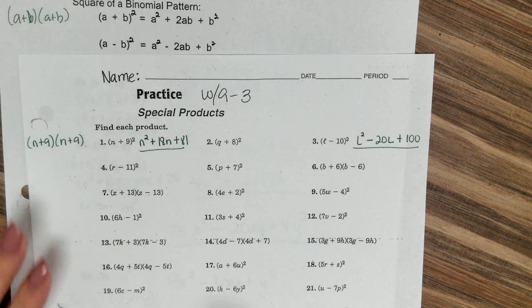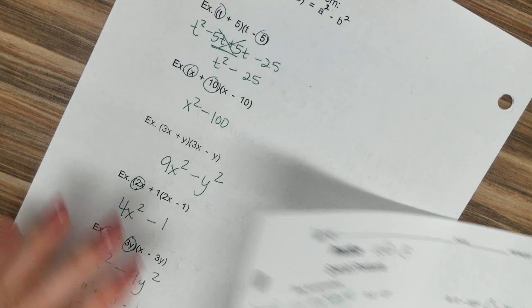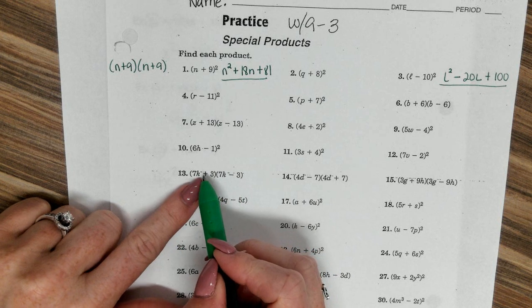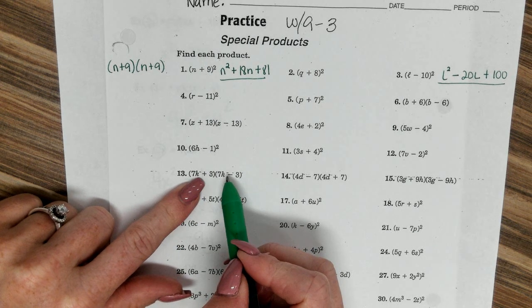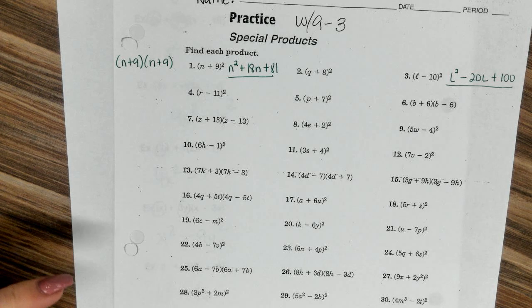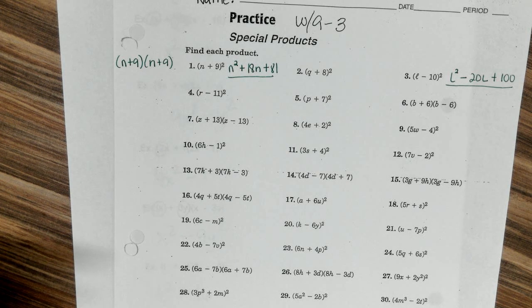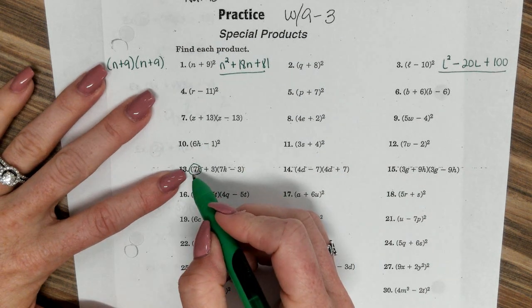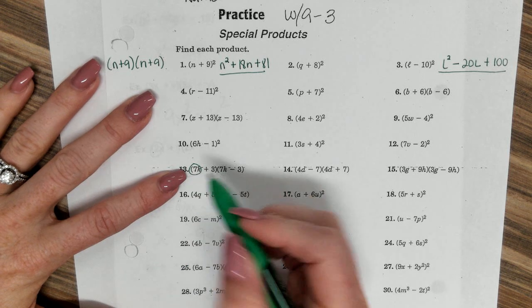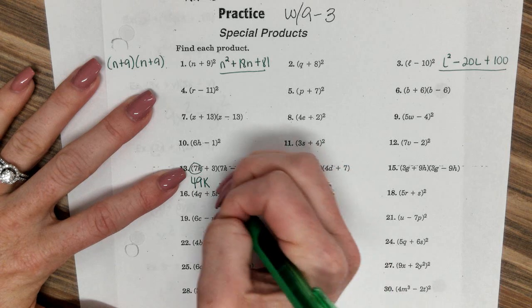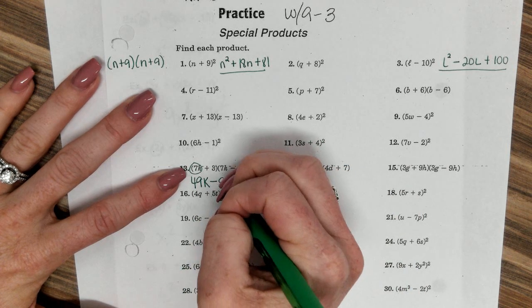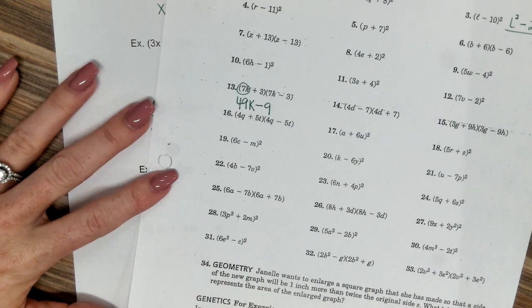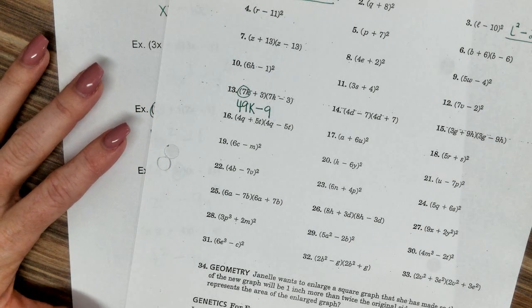Now look at number 13. Which one does that look like? That looks like the back of our notes, doesn't it? Do you see the terms are the exact same, but one has a plus and one has a minus? Yes? That means when you do FOIL, the outer and inner are going to cancel out. So you're basically just taking this and squaring it. What is 7 squared? 49k squared minus 3 squared is 9. Okay, and then let's only do through 34.